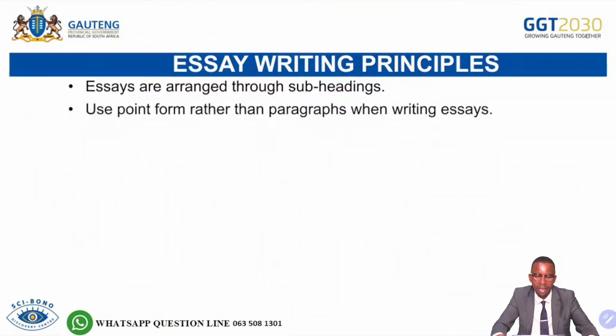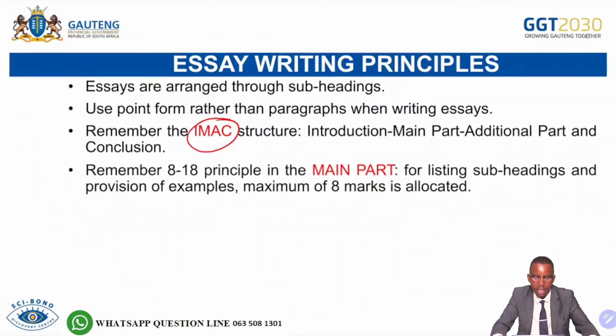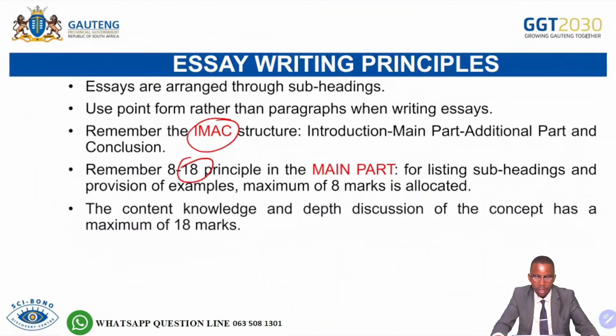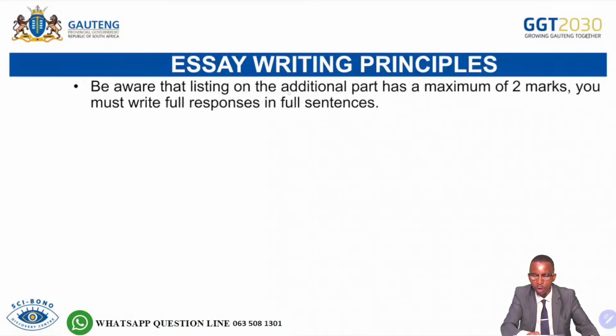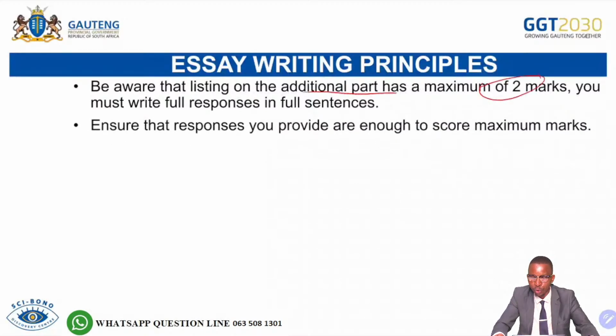So the essay must be arranged in point form, as we showed you in the principles of writing an essay. Use point form rather than paragraphs, and also use subheadings. Follow the IMAX structure so that you can always remember introduction, main part, additional part, as well as conclusion. Remember the 8 to 18 principle, whereby 8 marks is for lower order, which is the listing of facts, points and examples, and 18 marks is for content delivery or discussion. Then we continue with the principle. Be aware that listing in the additional part will give you only 2 marks maximum, and ensure that the responses you provide are enough to score maximum marks.